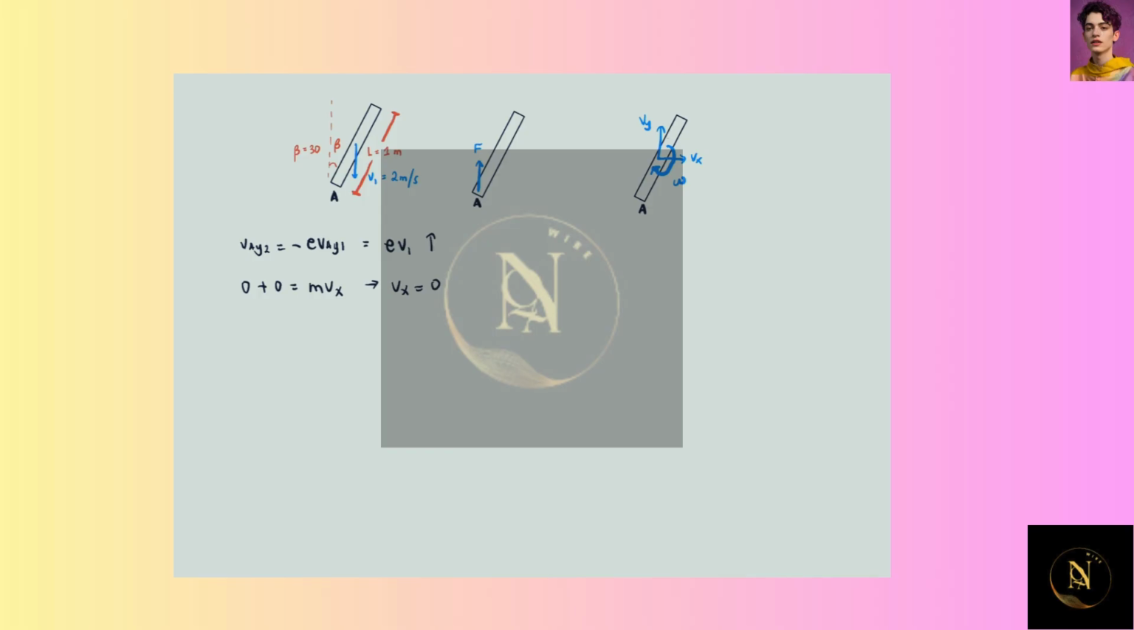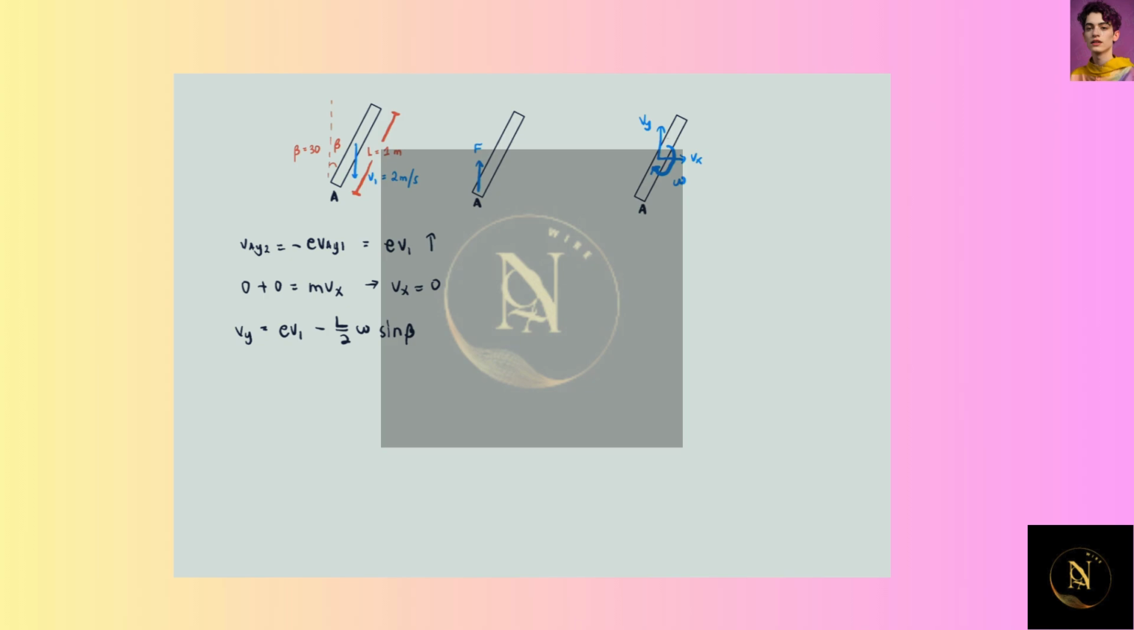Now, writing an equation for the vertical velocity, we'll have vy equals e v1 minus L over 2 omega sine beta. Since point G is at a distance L over 2 away from point A, and since the rod makes an angle of 30 degrees with the vertical, that's why we have this equation.